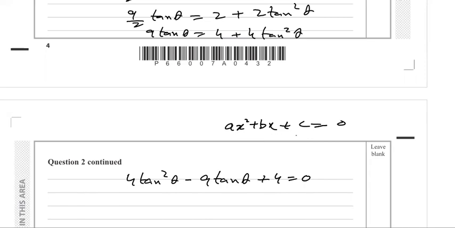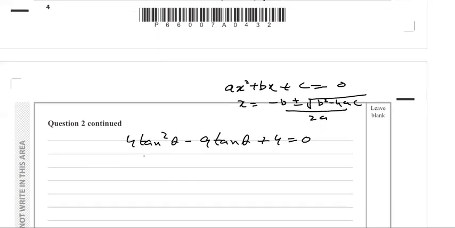When you solve this quadratic equation, we get x is equal to minus b plus minus square root of b square minus 4ac over 2a. In this case, as this is quadratic in tangent, when I solve it, I will get tangent. So it means this is your a, the coefficient of the square term, which is 4, b, the coefficient of the x term, is minus 9, and the constant term c is equal to 4.